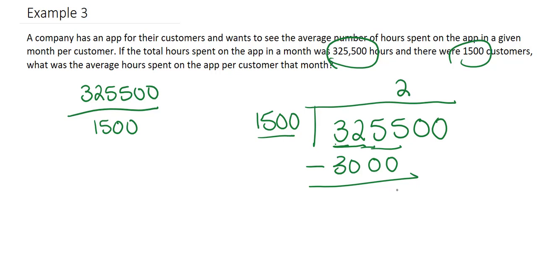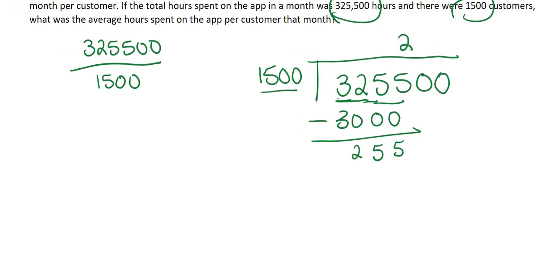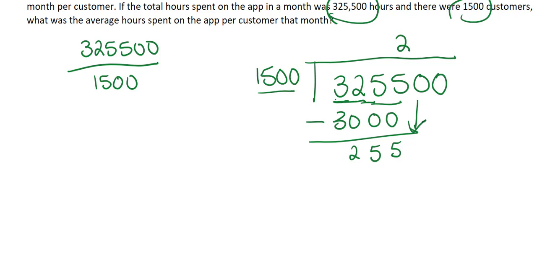Now, 5 minus 0, well, that's 5. 5 minus 0, that's 5. 2 minus 0, we're not taking anything away, so we'll just leave it as 2. 3 minus 3, well, that would be 0. So we just have 255. So the next step would be, we're going to go ahead and bring down that 0. Now we have 2,550, which is less than the 3,000, so it can only go into it 1 time.